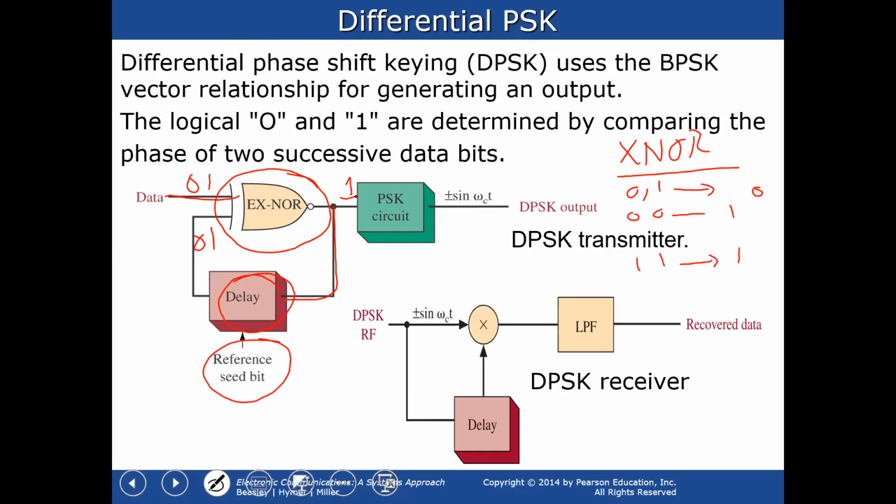It goes through the binary phase shift keying and gives you the positive sine omega ct. If I have them like 1 and 0, so they are different, your output is going to be 0, and then you're going to have a final output of minus sine omega ct. And that is your differential phase shift keying.